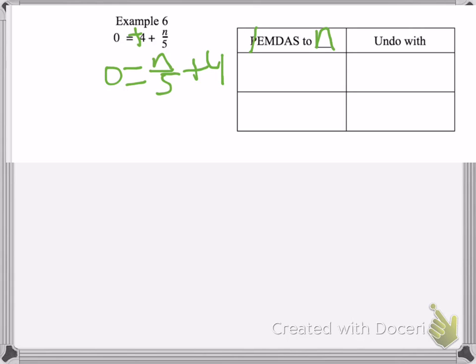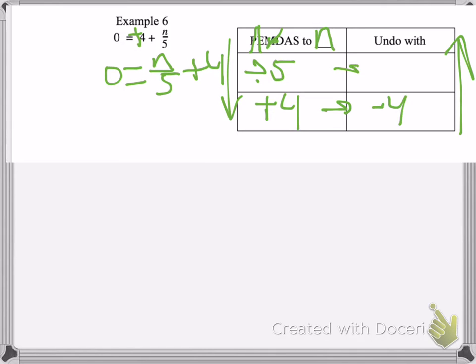We don't have any parentheses. We don't have any exponents. We do have multiplication or division because we have dividing by 5. Then we have adding 4. That was what we would do in order. Then we undo it by going backwards. So instead of plus 4, we have minus 4. Instead of divide by 5, we have times 5.